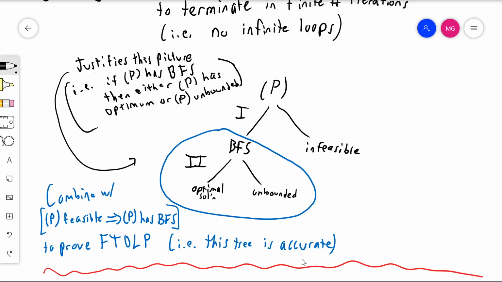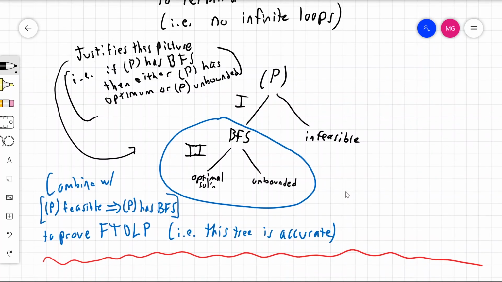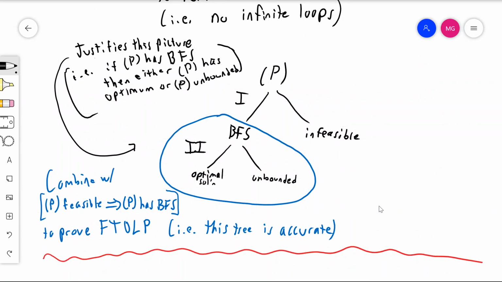And that will show that the fundamental theorem of linear programming is true, which, remember, says that there are only three possibilities for your linear program. Either it's infeasible, unbounded, or there's an optimal solution. And there's nothing else that can happen for a linear program, and we're proving that by the correctness of the simplex algorithm, phase 1 and phase 2 combined. So we're going to do this part in this video.